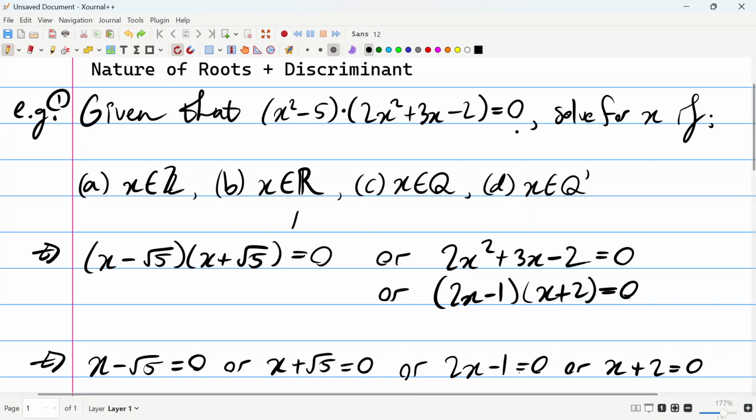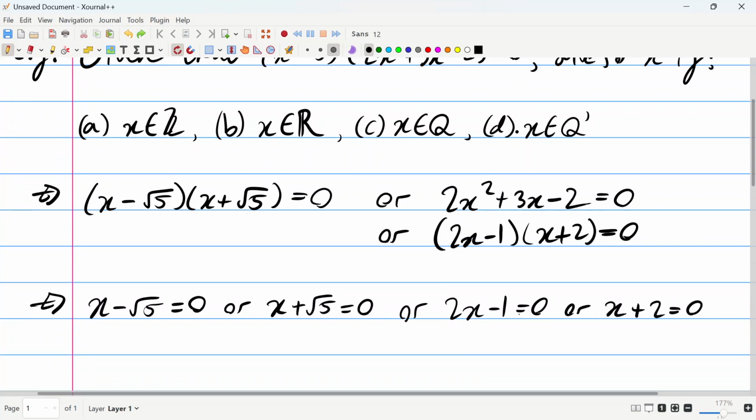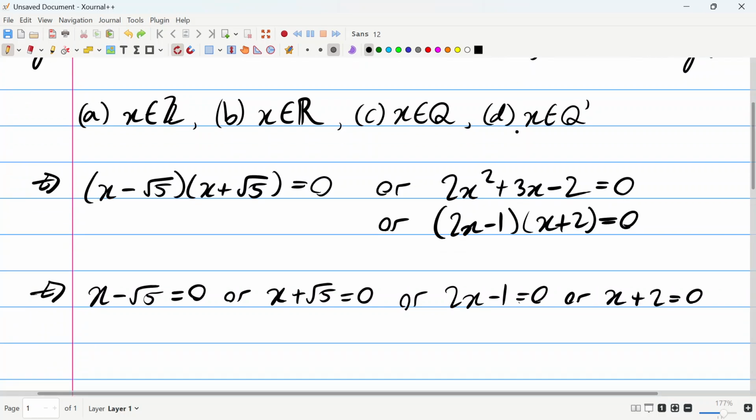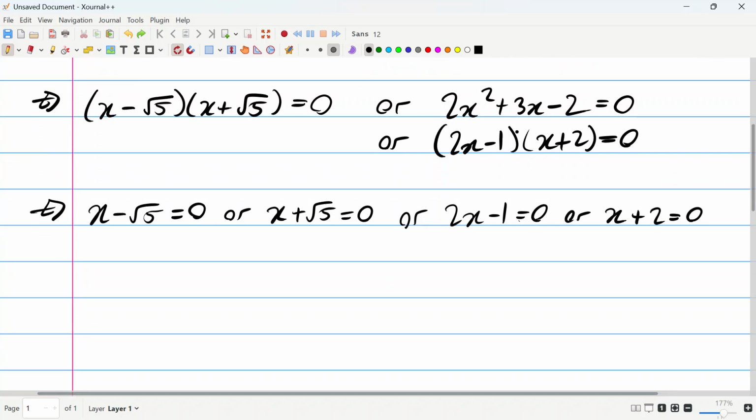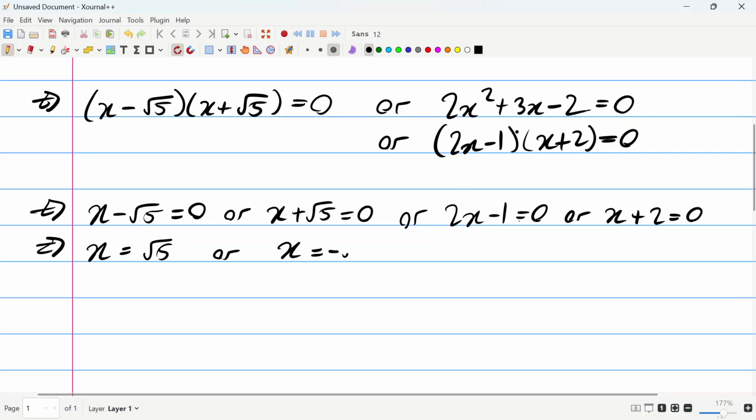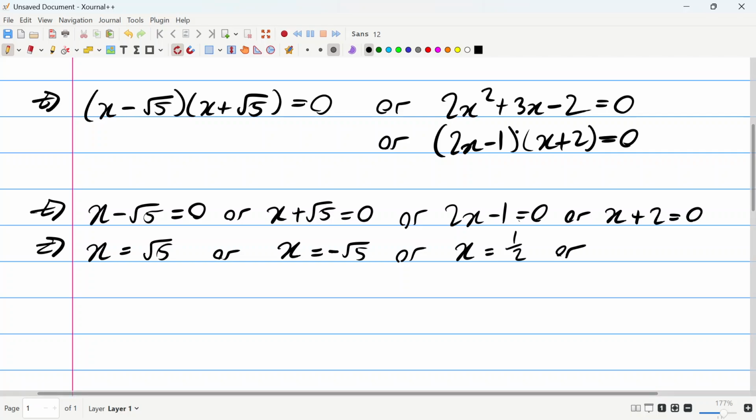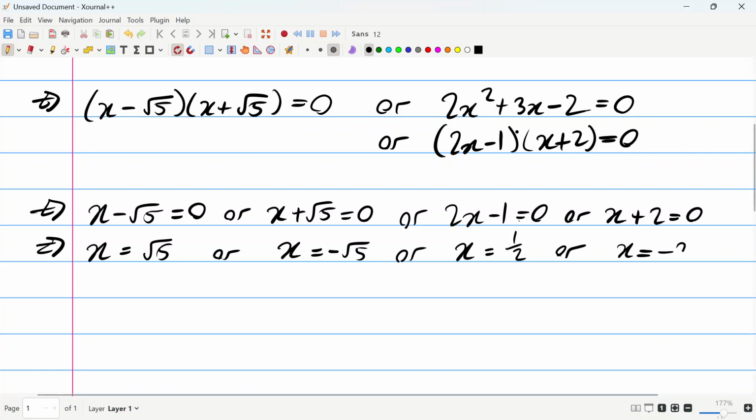You can literally just put all the brackets right before the equal to 0, and then you can do it straight towards this point. Either method works. And then we just solve for x individually here. X is equal to square root of 5 for this one, or x is equal to negative square root of 5 for this one, or this should be x is equal to a half if you were to take the 1 over and then divide both sides by 2, or x is equal to negative 2.